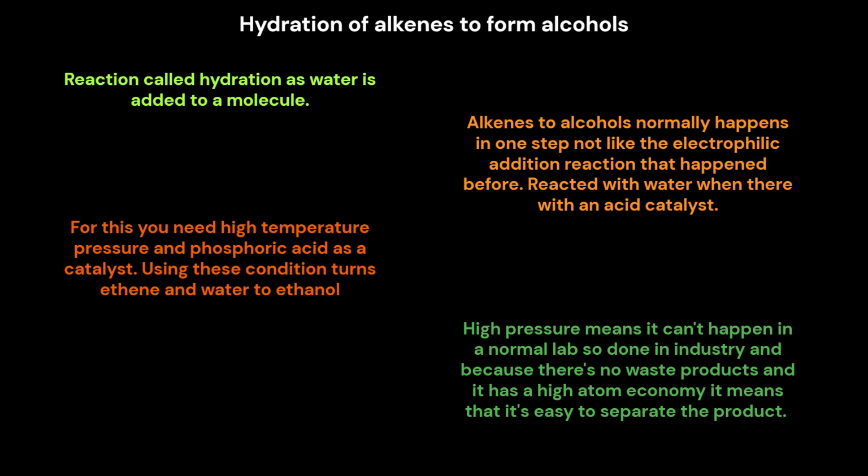Hydration of alkenes to form alcohols. The reaction is called hydration as water is added to a molecule. Alkenes to alcohols normally happens in one step, not like the electrophilic addition reaction before. Alkenes are reacted with water with an acid catalyst. For this, you need high temperature, high pressure and phosphoric acid as a catalyst. Using these conditions turns ethene and water into ethanol. High pressure means it can't happen in a normal lab, so it's done in industry. And because there are no waste products and it has a high atom economy, it's easy to separate the product.